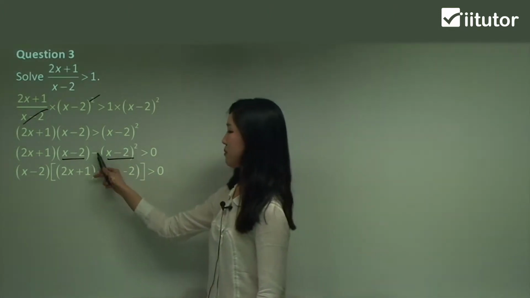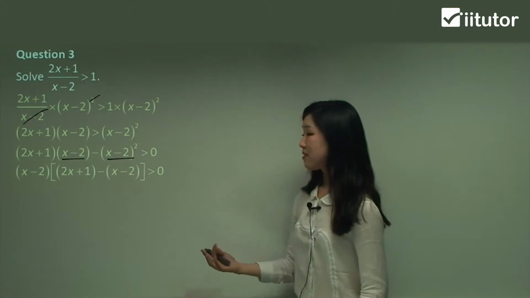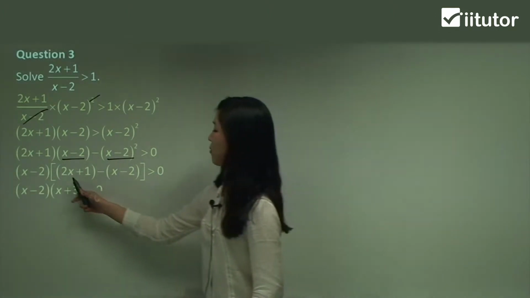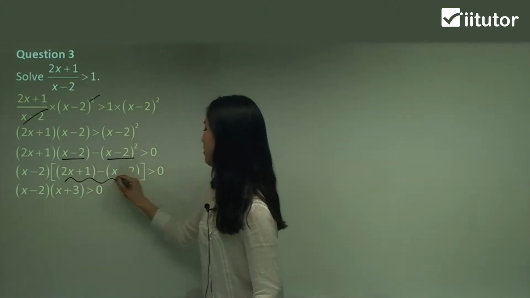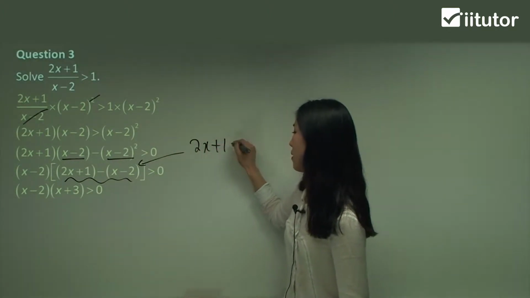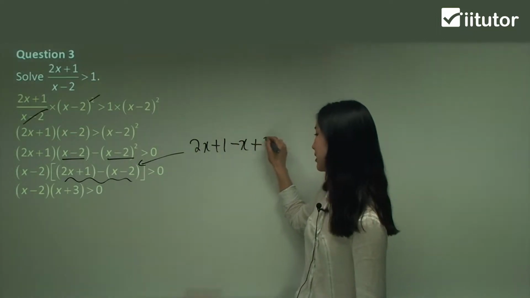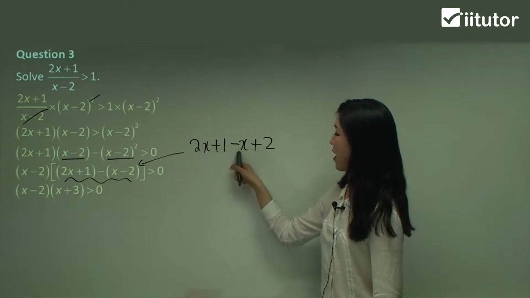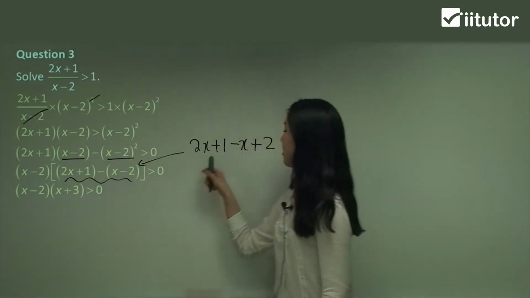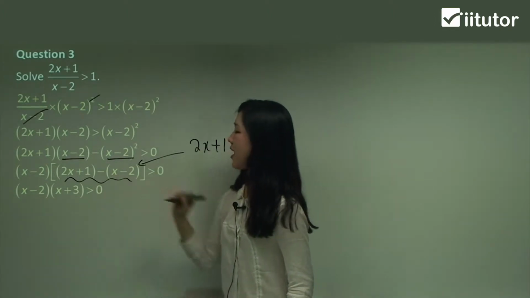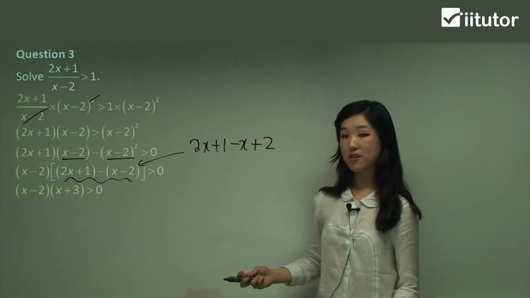Okay, and of course that must be a minus. Let's simplify inside this bracket, like this. This one, I'll just write over here for you. That will be 2x plus 1 minus x plus 2, because a minus minus makes positive. So 2x minus x is just 1x, and 1 plus 2 is 3. Okay, just simple algebra. And x minus 2, x plus 3 is greater than 0.